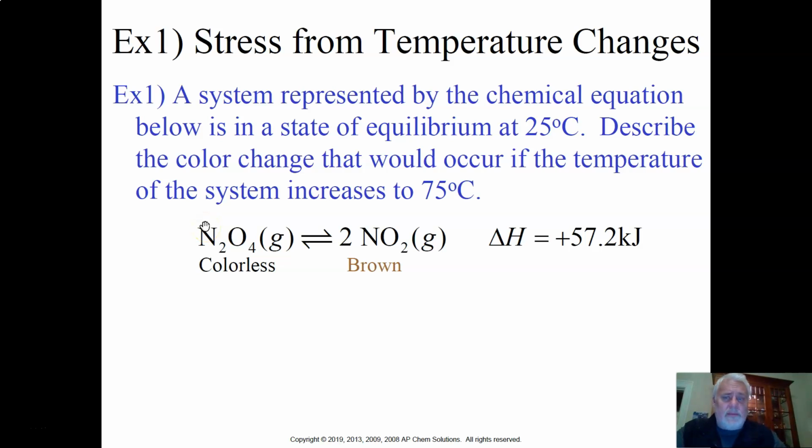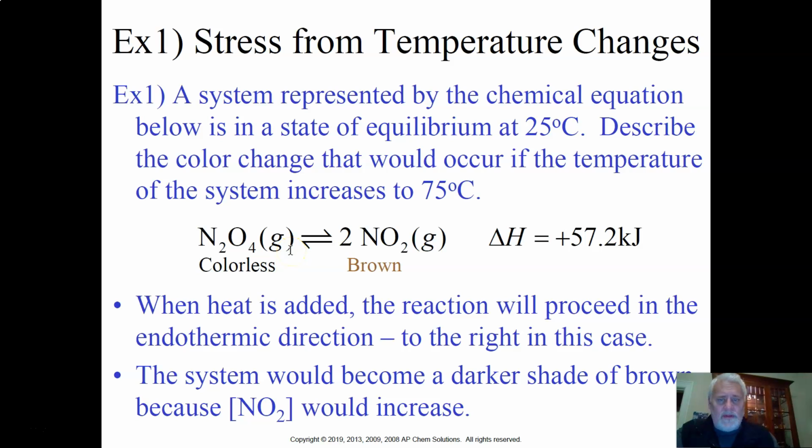What would occur if the temperature of the system increases to 75 degrees? Well, you have the heat's already over on this side because it's endothermic. You had to know that, right? Plus, over on this side, add heat. It'll go away from where the heat is, and the reaction will proceed to the right. And when it does that, it'll become darker brown as a result.